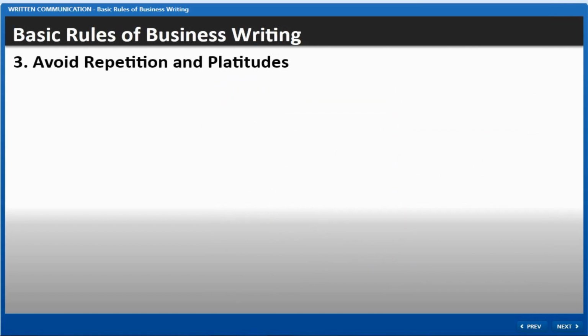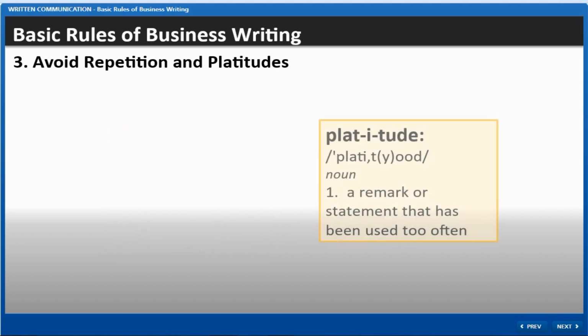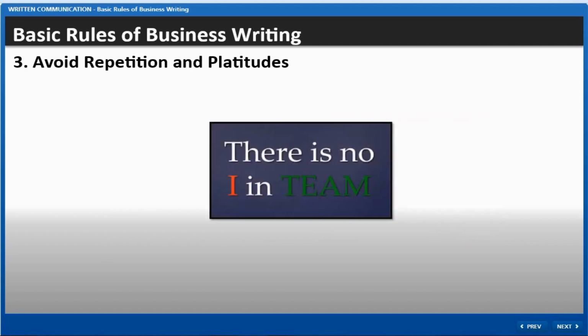Step 3. Avoid repetition and platitudes. Make your communications easy to read and understand. A repetition is a word, phrase, or clause used more than once in a paragraph or short communication. A platitude is an unoriginal, overused, declarative phrase. An example of a platitude is, "There is no I in team."